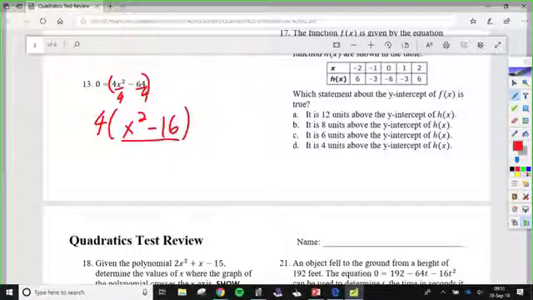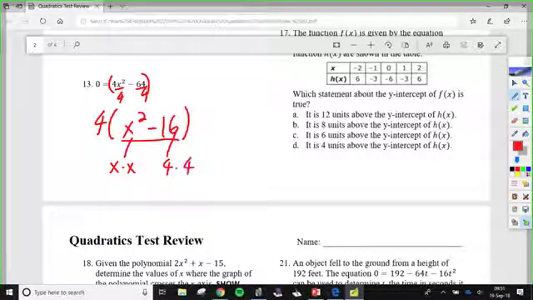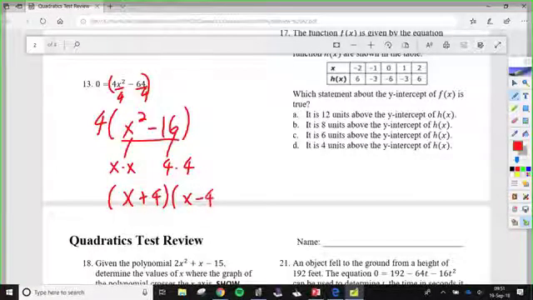So when you factor by difference of squares, all you need to know are the square roots of each. So the square root of x squared is just x, and the square root of 16 is just 4. Right? x times x makes x squared. 4 times 4 makes 16. So we'll just pair these up. We'll have x plus 4 and then x minus 4 as the factors. So it's always just the square roots paired together, one with a plus sign, one with a minus sign.